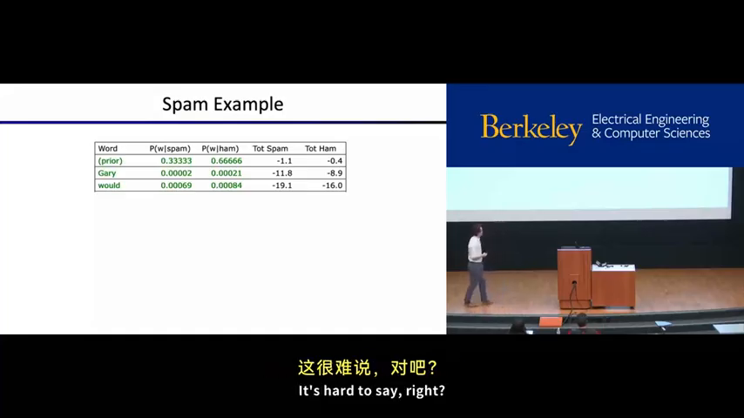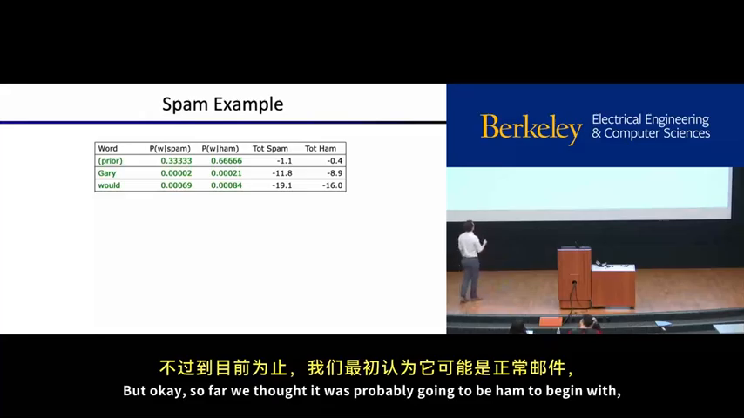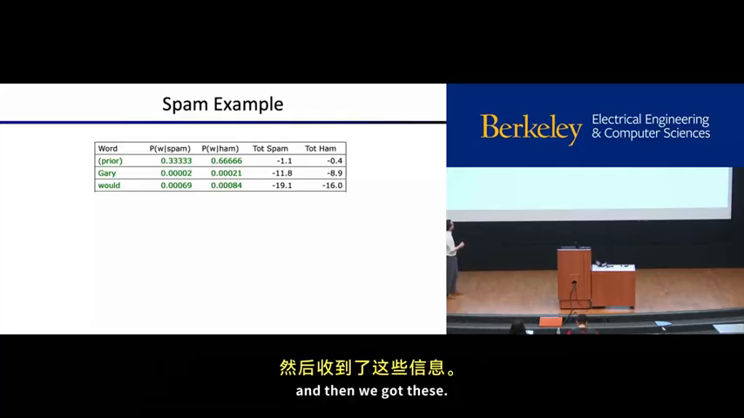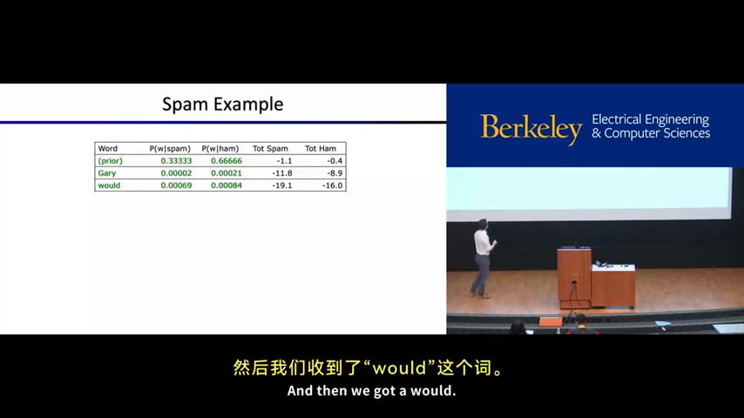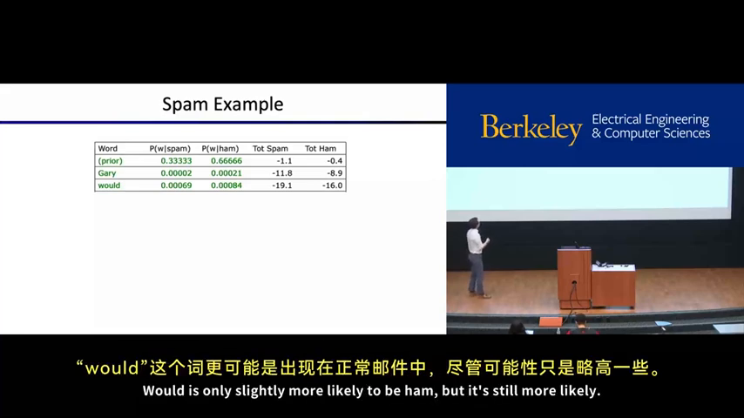It's not a full email, so it's hard to say. But so far we thought it was probably going to be ham to begin with, right? And then we said, okay, Gary's 10 times more likely to be ham than not ham. And then we got a would. Would is only slightly more likely to be ham, but it's still more likely.